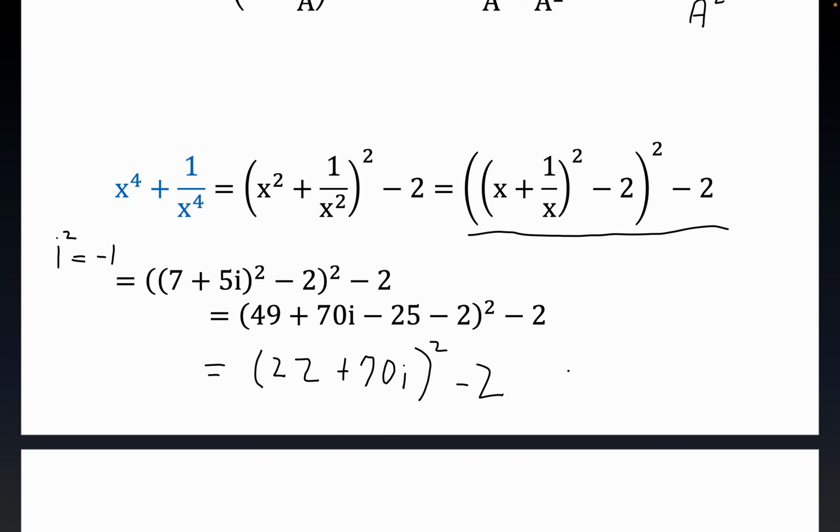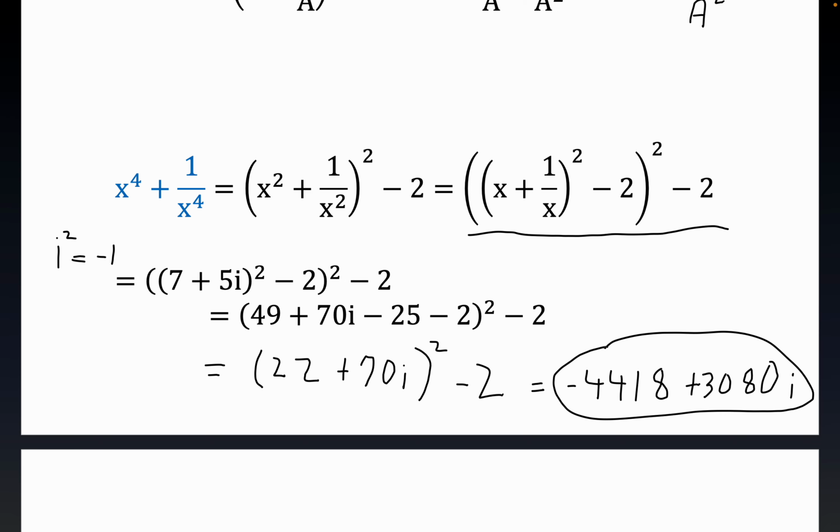Now, I won't bore you with the details on this. When I expanded this out, it's not particularly difficult, but I'll just write down the answer and see if you get the same thing I got. I got minus 4418 for the real part, and then plus 3080i. That's the complex number, and that's the answer I got: minus 4418 plus 3080i.